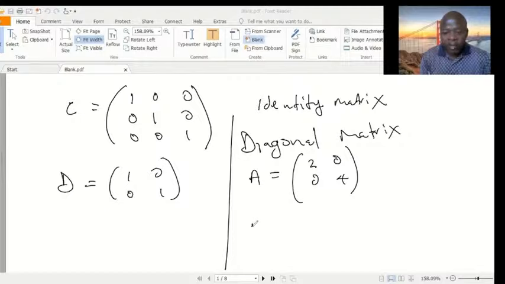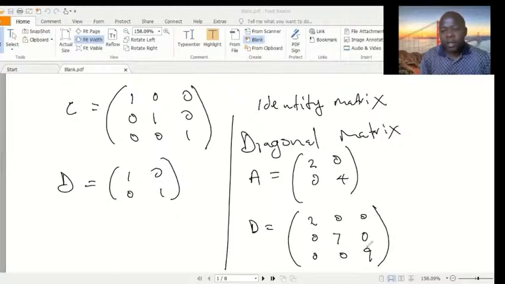But a 3 by 3 matrix would have a diagonal matrix like this: 2, 0, 0, 0, 7, 0, 0, 0, 9. So this is a diagonal matrix, and it's a 3 by 3 matrix. So you need to know what a diagonal matrix is. You need to know what a row matrix is, what a column matrix is, what a square matrix is.